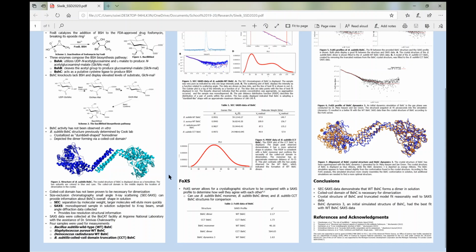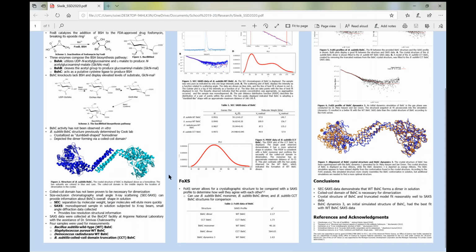While crystal structures usually depict what is truly going on in biologically relevant settings, this isn't always the case. Sometimes when crystal packing occurs, it can force certain conformations on the protein. And sometimes that's not actually what you would observe in solution. And so we wanted to see, does it actually dimerize in solution? And then the second question we had was, is this coiled-coil domain truly necessary for dimerization of BshC?